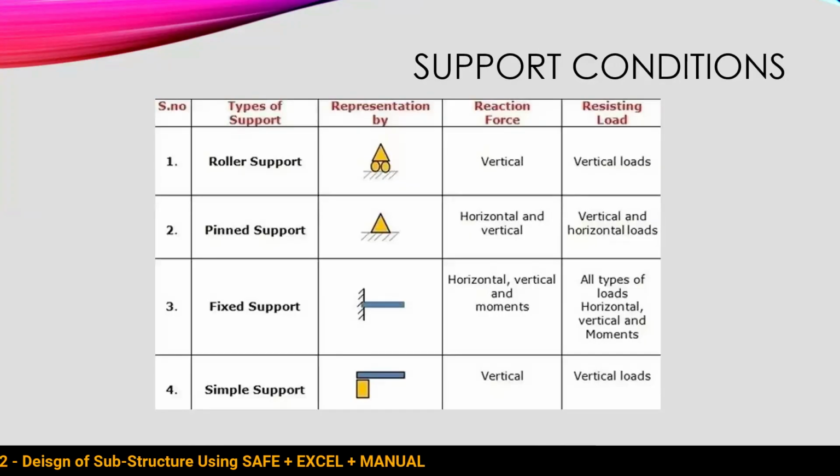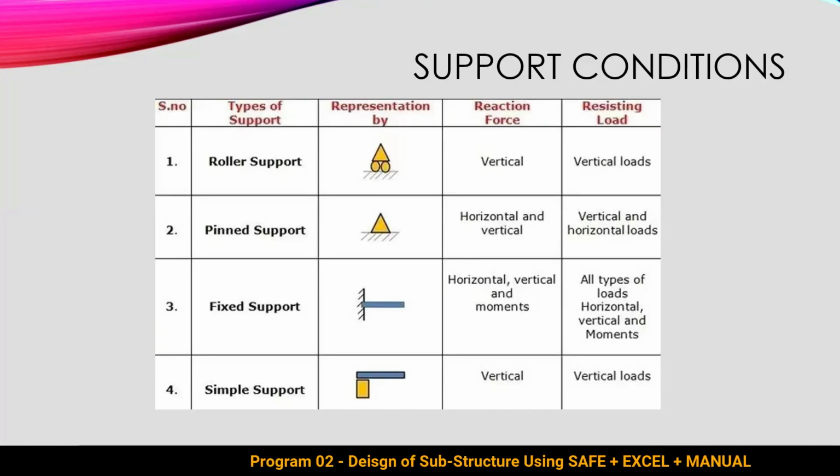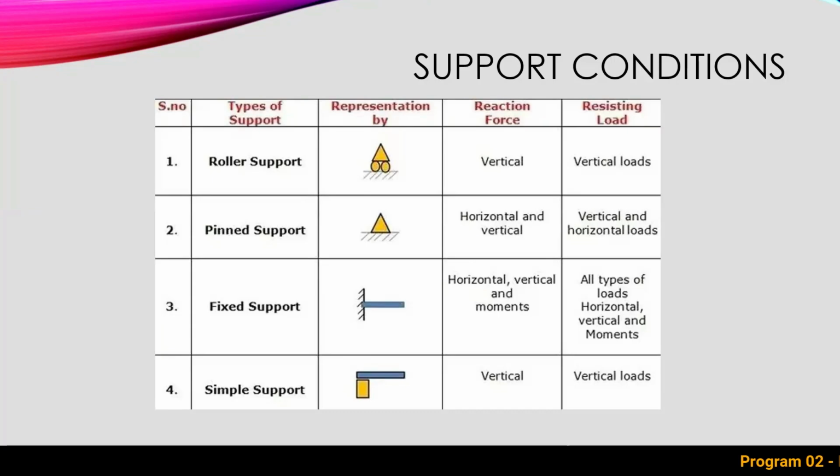We know support conditions. There are various kinds of support conditions, how they are represented in the figure, and how they actually look on site. We have the roller support, which is represented as a triangle and maybe two dots at the bottom. Then we have the pin connection, which is represented by this triangle. We have fixed support. We have simple support. So these are some of the representations of support conditions.